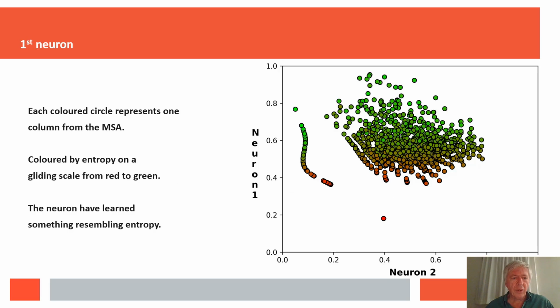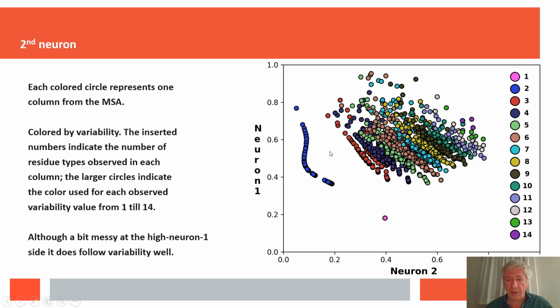When we then color by entropy, you do see that it goes from red to green quite nicely. There's a bit of mixing here and here, but you quite nicely see that entropy goes in one direction. And then when we color by variability, it doesn't go in the orthogonal direction, but you see here variability 1, 2, 3, 4, 5, 6, 7, 8, 9, 10.